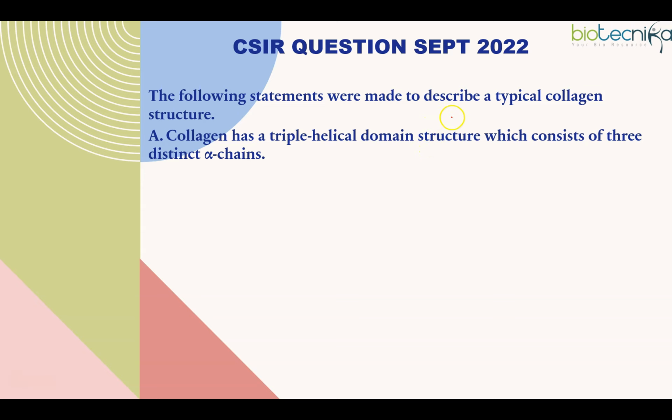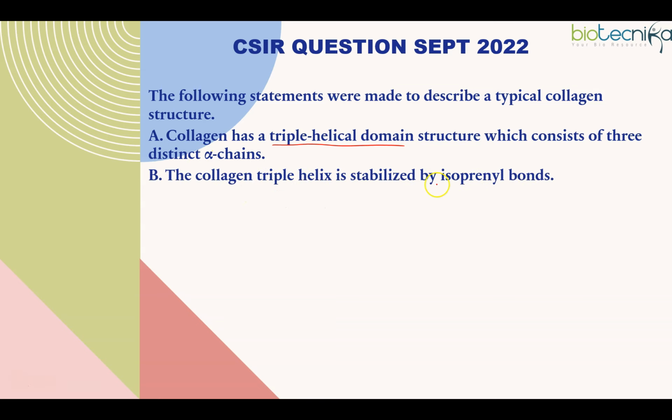So for example, collagen. We all know this. This question is from September 2022. We know that collagen is a type of protein whose structure is mainly secondary only. They have a different type of structure, which is a triple helix. 3 polypeptide chains are connected with each other in a helix, and that forms a tropocollagen, which is the unit of collagen. It has a triple helical domain structure which consists of 3 distinct alpha chains.